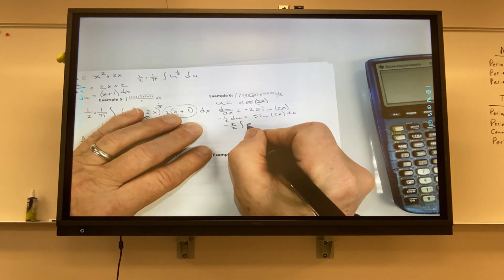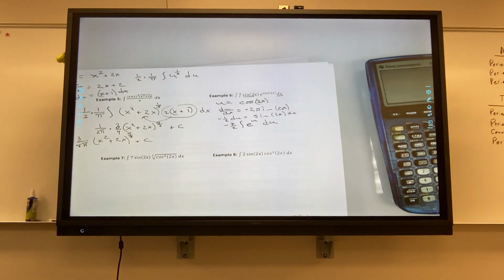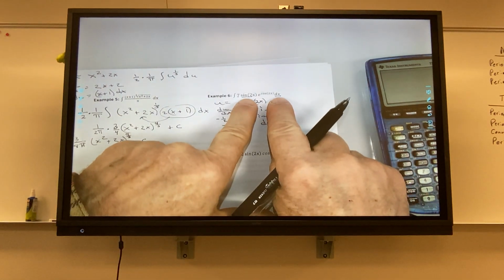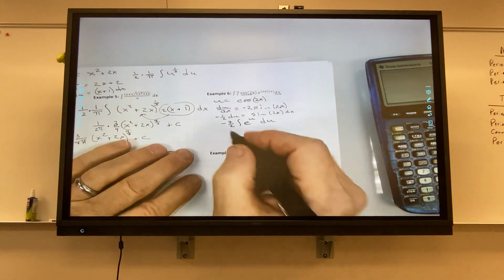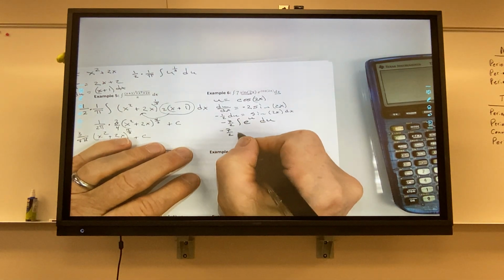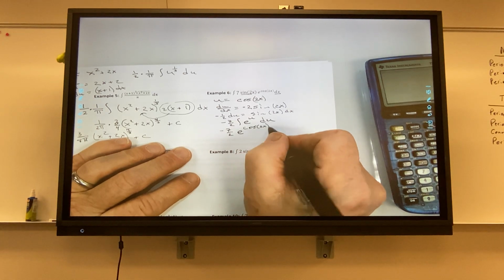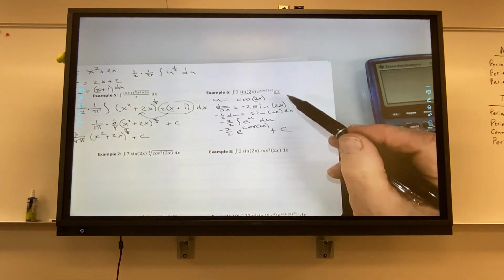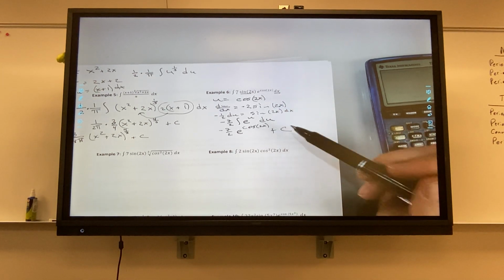And what I'm left with, which really pleases me, is e to the u du. Because this became du. And now, okay, I cannot make an easier integral than e to the u du. Because there really isn't anything to do, right? So I'm going to get negative 7/2 e to the u, but u was the cosine of 2x. Let's see. So look how miserable that looks and how all of a sudden it became extremely simple.